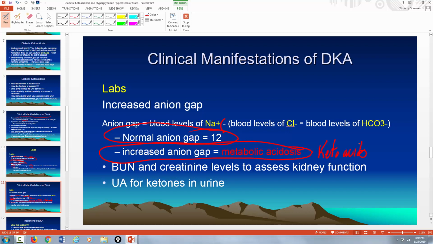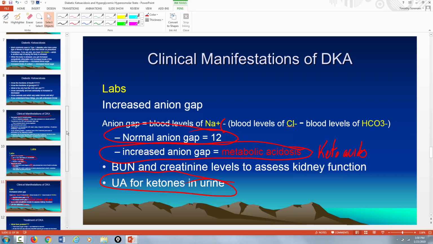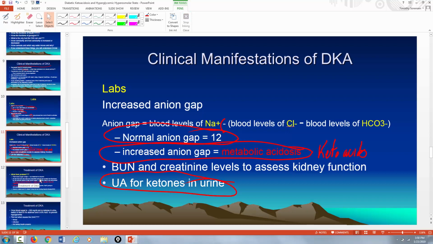The other labs you want to look for are kidney function. Remember, very important, the kidney can correct any pH disturbance if you live long enough and blood flow and kidney function are maintained. The other thing that you're going to look for too is you're going to do a UA for ketones in the urine. Ketones are dumped into the urine, and that's kind of a quick and dirty test to determine if they're in ketoacidosis. Now, how do you treat this, right?